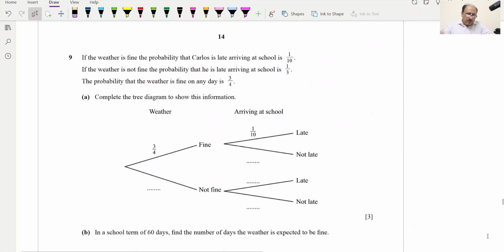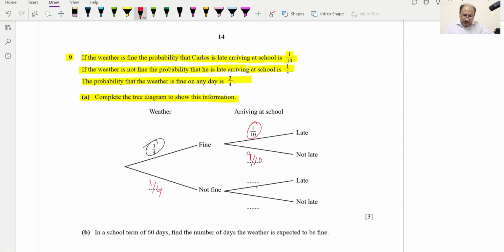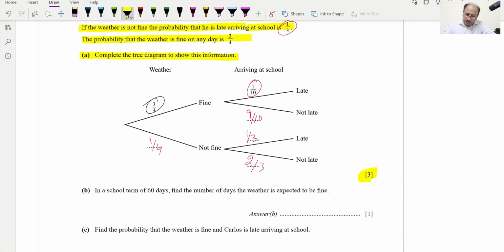Hopefully you understood this. Now the question number 9, it says if the weather is fine, the probability that Carlos is late arriving at school is 1 by 10. If the weather is not fine, the probability that he is late arriving at school is 1 by 3. The probability that the weather is fine on any day is 3 by 4. Complete the tree diagram. So we can complete this tree diagram. This probability is provided 3 by 4, so remaining will be 1 by 4, which will be here, and this probability is 1 by 10, so remaining will be 9 by 10, which is over here, and this probability is provided 1 by 3 and remaining will be 2 by 3. So we are done with the completion of the tree diagram. This is 3 marks question which we are done.